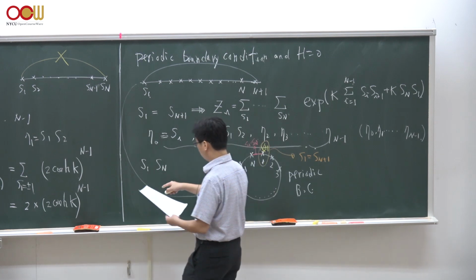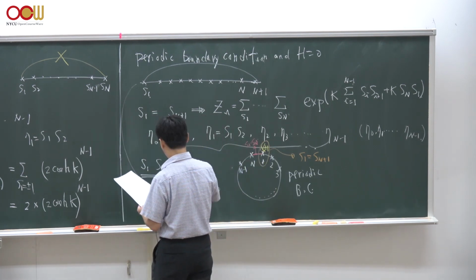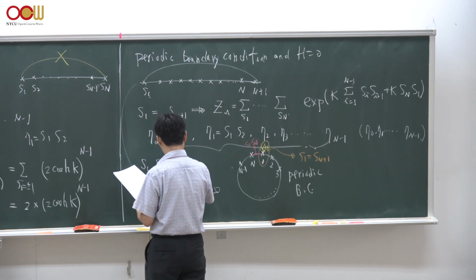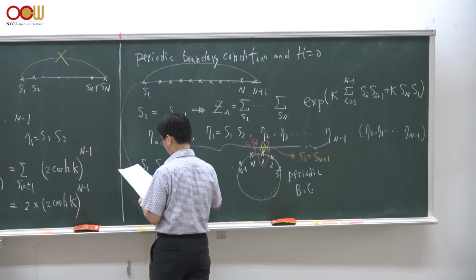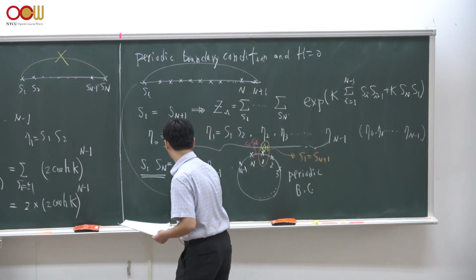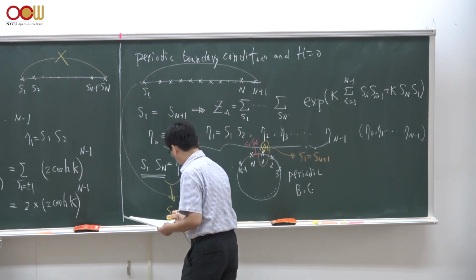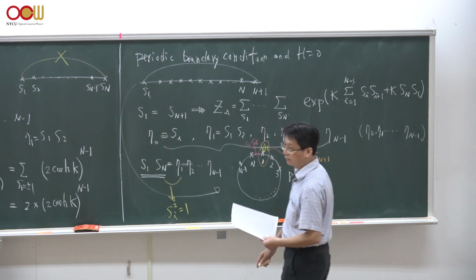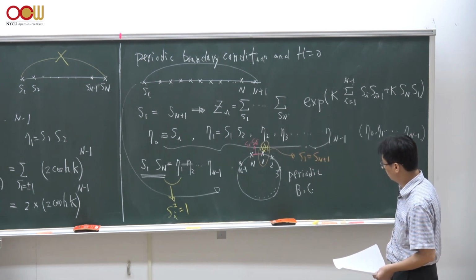So go back to the very last coupling between S1 and Sn. We can show that this product is actually the same as the product of all of eta 1, eta 2, up to eta n minus 1. To see this equivalence, you can use the identity that since on every site, Si takes only plus 1 or minus 1, there are two possible values.